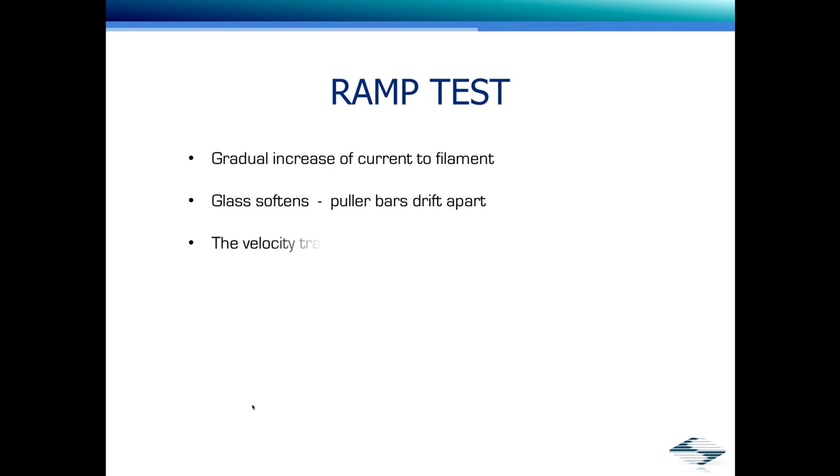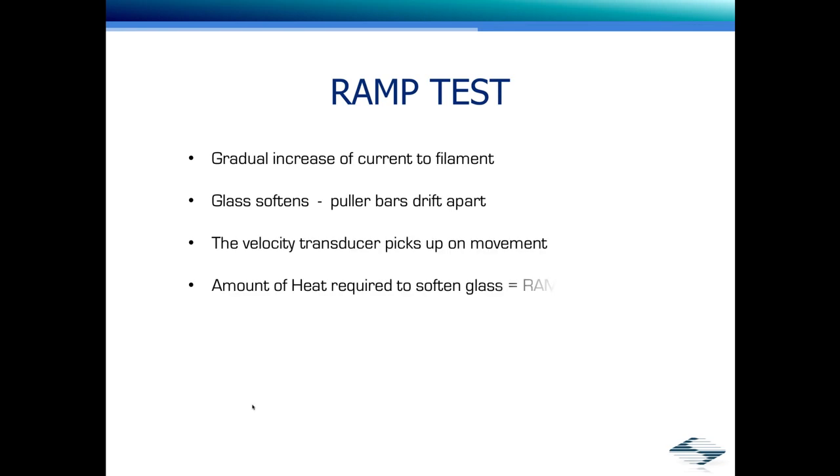So what you want to do is run a ramp test. You don't want to call your buddy in another lab and he gives you a value that's way too high and you burn out your filament and then you start cussing like a sailor. So you need to run a ramp test. What the ramp test does in the puller is it gradually increases the current through the filament until the glass softens. The puller bars start to drift apart.